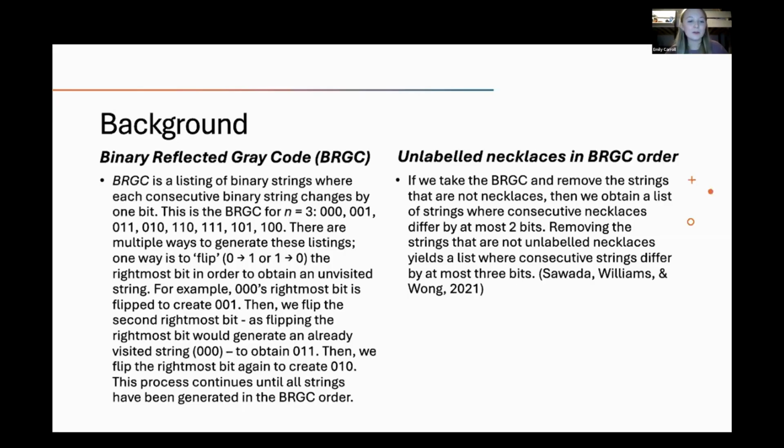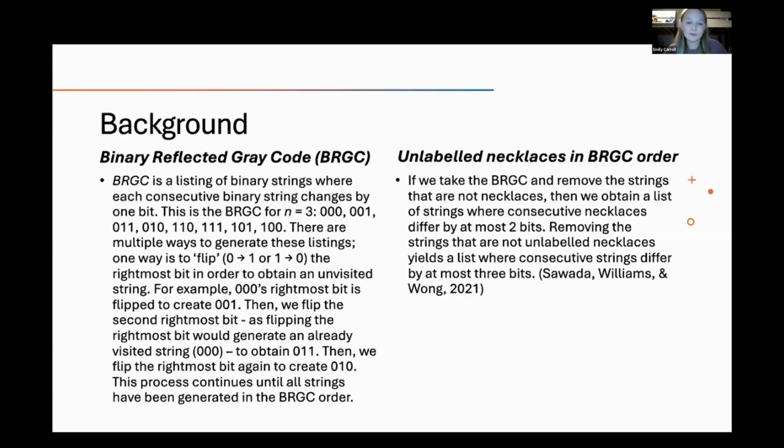One way is to flip each bit of the string, so 0 goes to 1 or 1 to 0, starting with the rightmost bit, in order to obtain an unvisited string. For example, 000's rightmost bit is flipped to create 001. Then we flip the second rightmost bit, which in this example is the middle bit, as flipping the rightmost bit would generate an already visited string, to obtain 011. Then we flip the rightmost bit again to create 010. And then this process continues until we've generated all the strings in BRGC order.